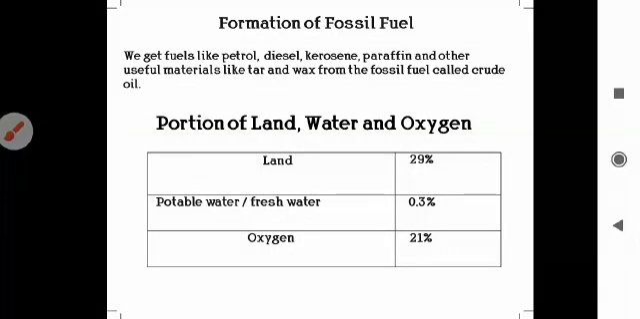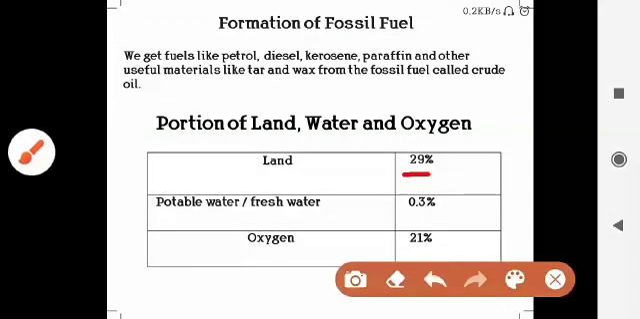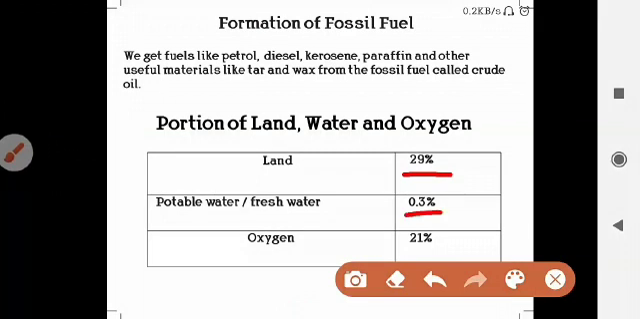The process of fossil fuel formation took place underground from remains of living things. We get fuels like petrol, diesel, kerosene, paraffin and other useful materials like tar and wax from the fossil fuel called crude oil. Look at the table. This table shows the portion of land, water and oxygen. Oxygen means air. The portion of land is 29%. The portion of fresh water is 3% and the portion of oxygen is 21%.